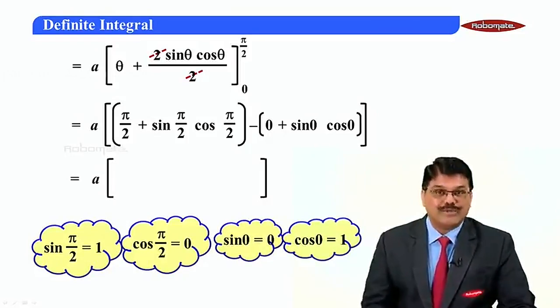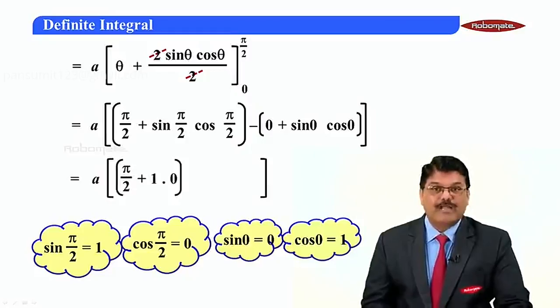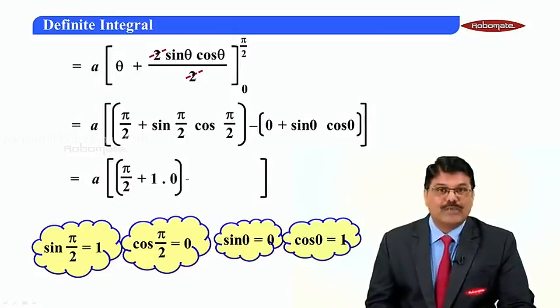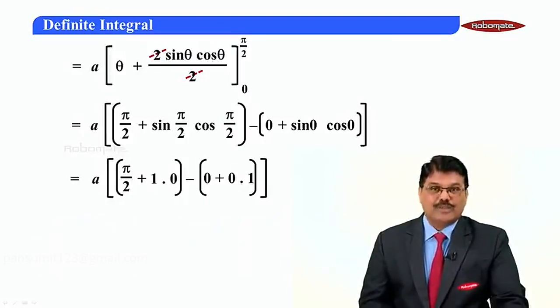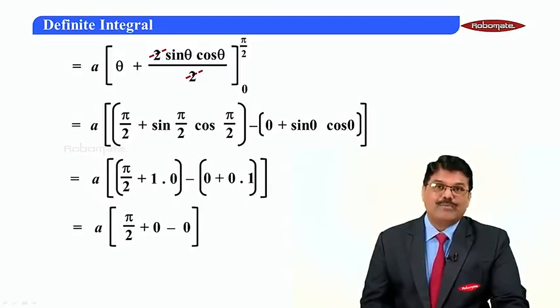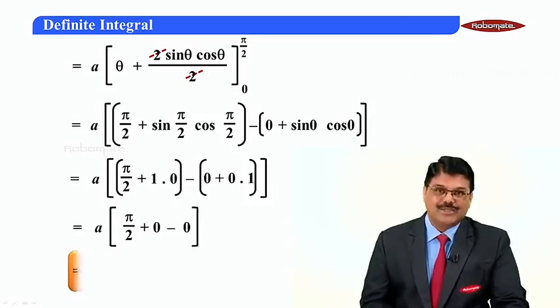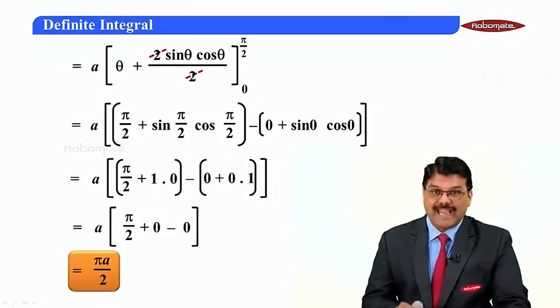Let us substitute the values. So it becomes a outside pi by 2 plus 1 into 0 minus in other bracket 0 plus 0 into 1. So if I solve that, I'll get pi by 2 plus 0 minus 0. So the final answer is pi a upon 2.